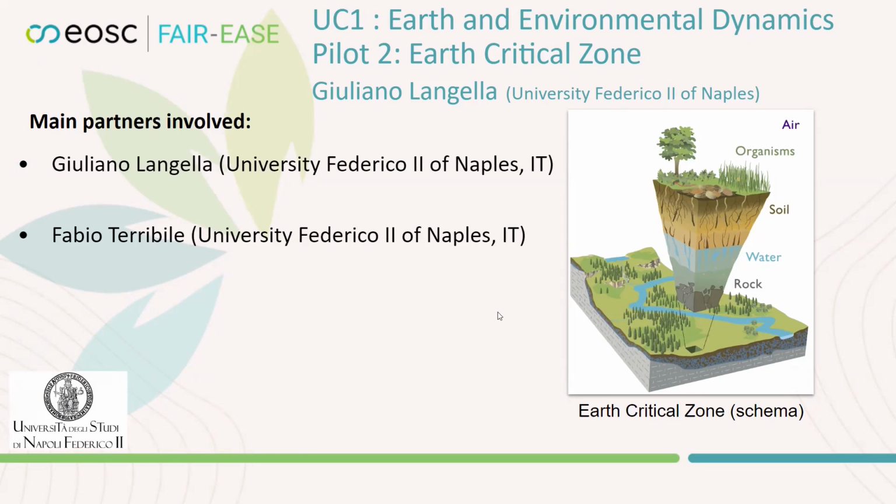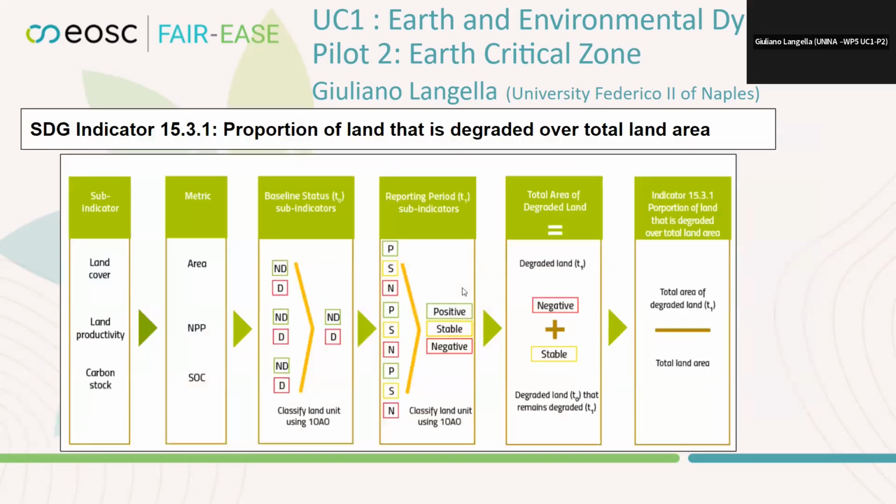So what's Earth critical zone? As you can see from the picture, it's the assemblage of below ground and above ground layers, such as rocks, water tables, soils, organisms, atmosphere. My team is generally involved in the development of models, putting one or more of these layers in context. Hence, in Pilot 2 in FAIR-EASE project, we are going to develop a new land degradation model using this.